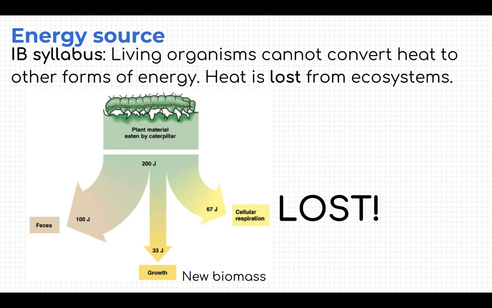We talked about last time that there's also energy that's lost through feces. The only energy that's available to the next trophic level is the energy that's used to create new biomass. So if you see that 33 joules that's used for growth, that's the energy that's used to create more caterpillar, and that's the caterpillar tissue that would be available for a bird or anything that came to eat that caterpillar.